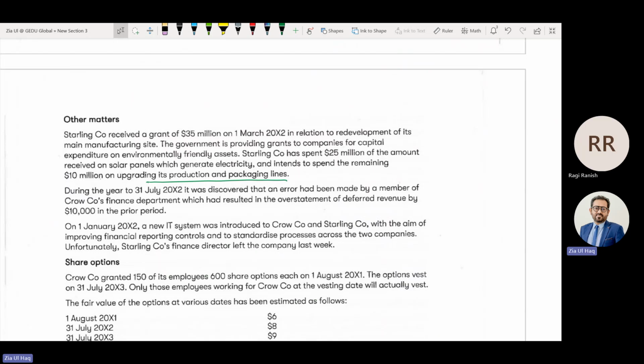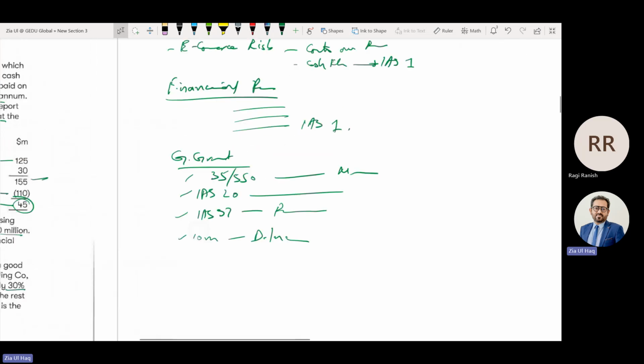During the year to 31st July 20x2, it was discovered that an error had been made by a member of the Crow company finance department, which had resulted in the overstatement of deferred revenue by $10,000 in the prior period. Control issue. But there is an error of $10,000. So we'll put a heading, what? Accounting error.